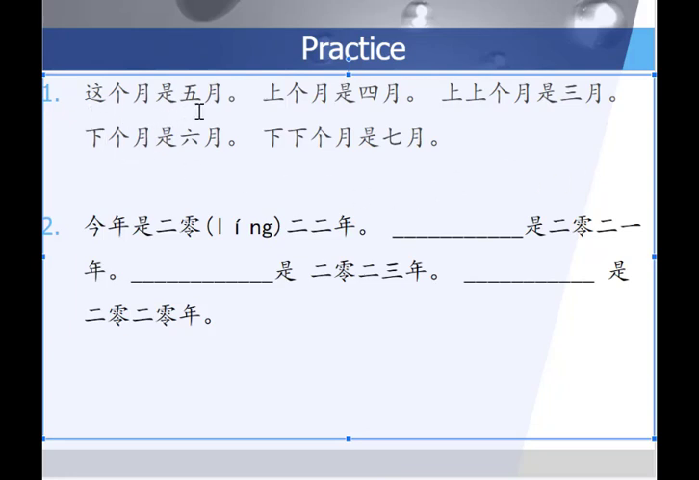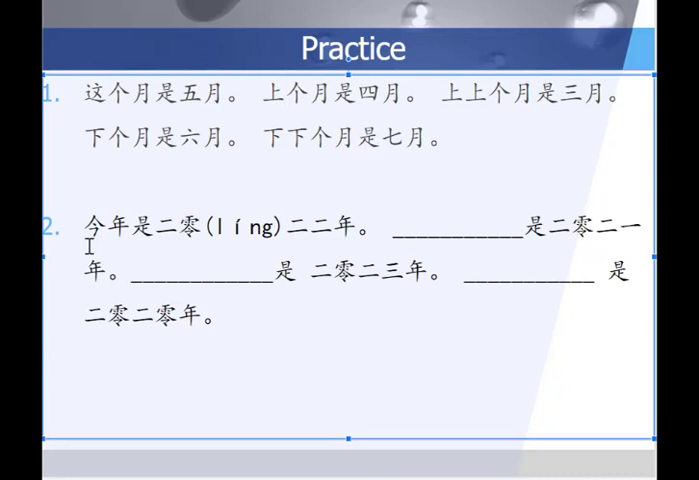这个月是5月. This month is May. 上个月是4月. Last month was April. 上上个月是3月. The month before last month was March. 下个月是6月. Next month is June. 下下个月是7月. The month after next month is July.